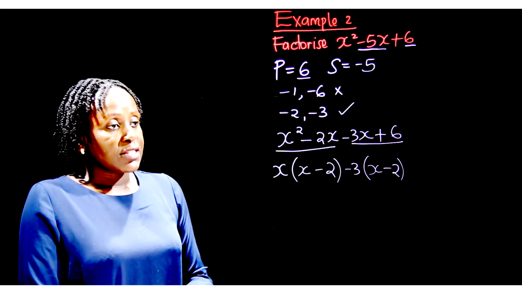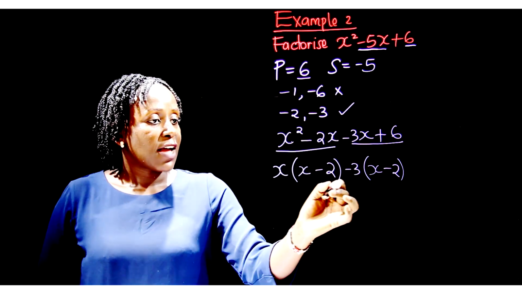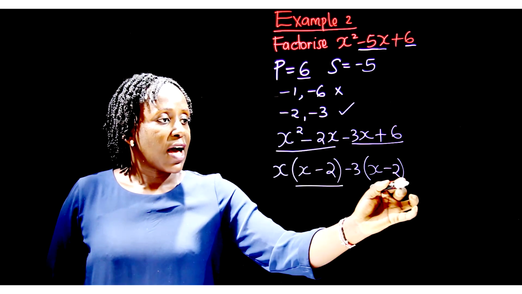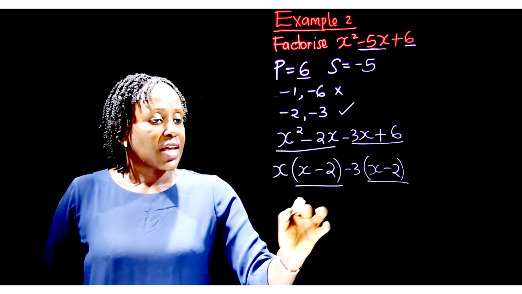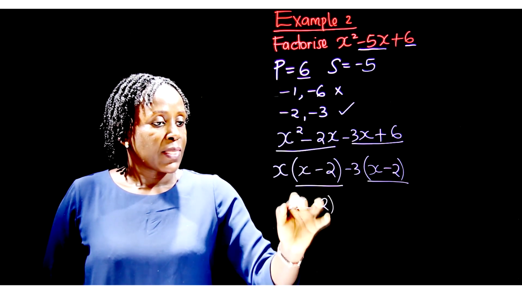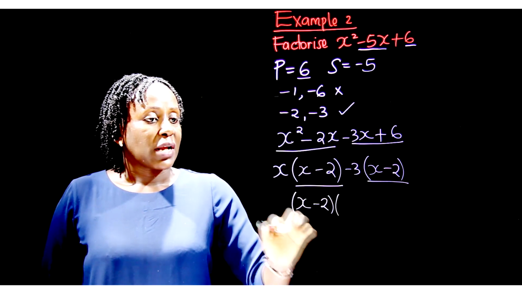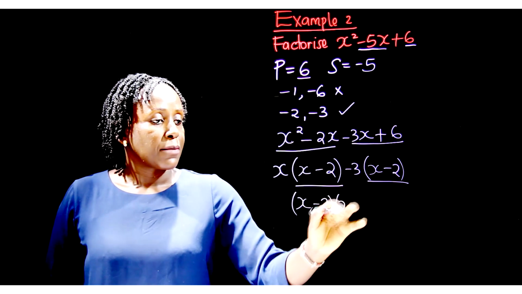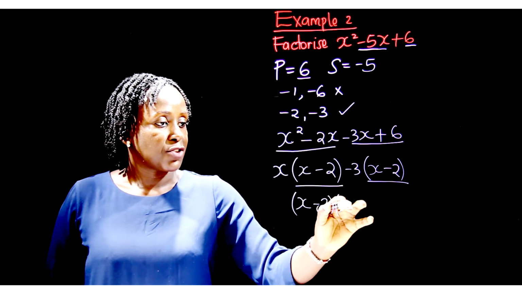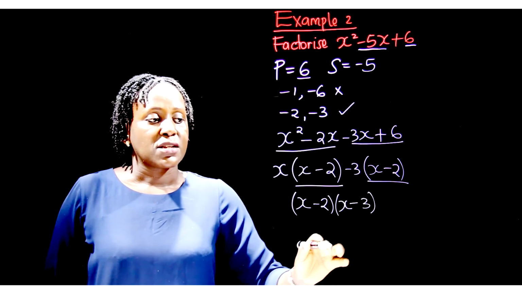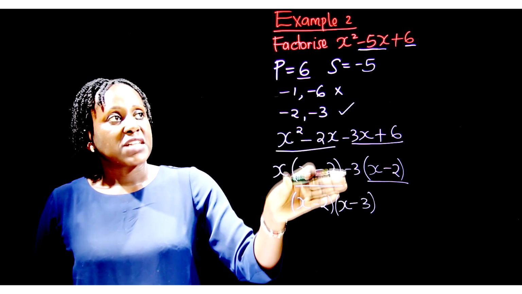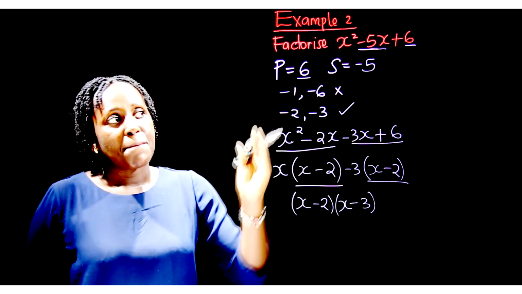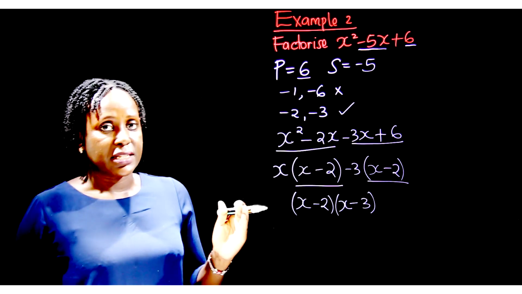Now looking at this, we can see that the values inside the brackets are the same. So that is a common factor, which is x minus 2. Now it is being multiplied by x in the first part and by negative 3 in the second part. So this is a full factorization of the expression x squared minus 5x plus 6.